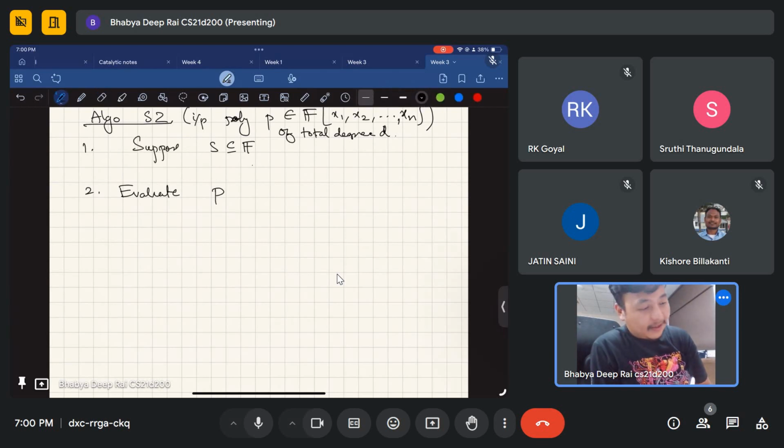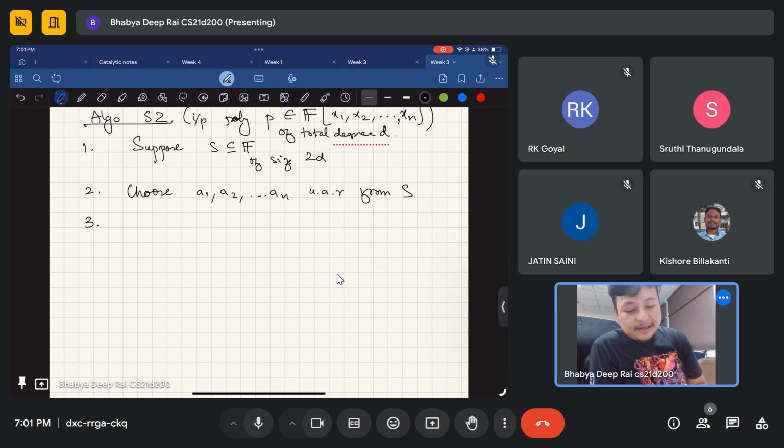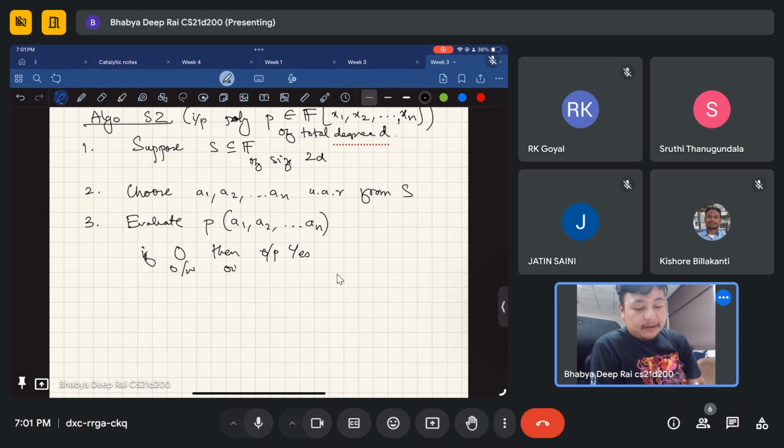Suppose S is any set of size 2D. Now what you do is you sample: choose some a1, a2, and so on till an uniformly at random from the set S and evaluate the polynomial P at a1, a2, and so on. If it is 0, then output yes, otherwise output no. So this is a very simple algorithm.